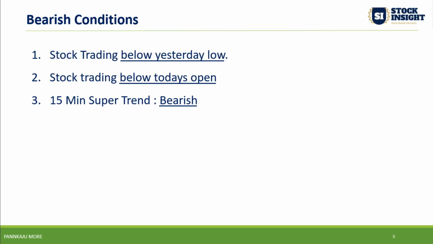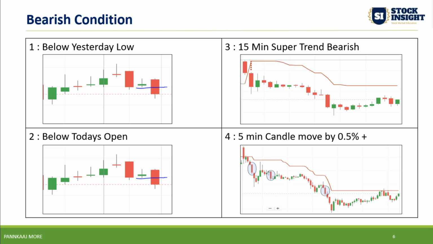Third is the 15-minute super trend should be bearish, and in the same way 5-minute candles should show at least 0.5% movement, but here it should be on the bearish side. So that I have already captured in the coding. Let's check one example of bearish conditions.